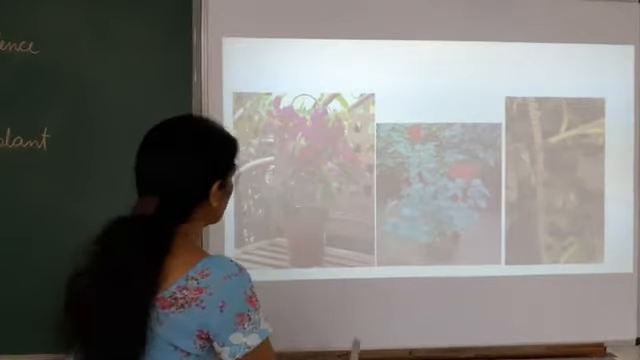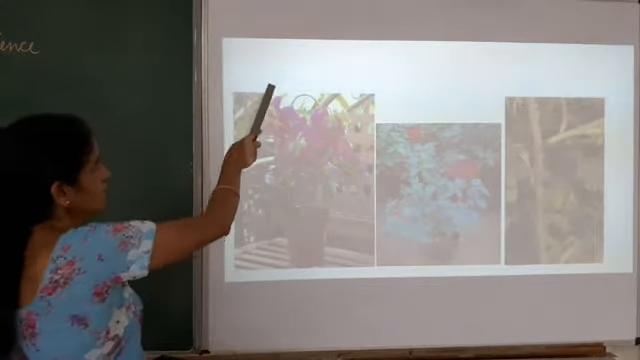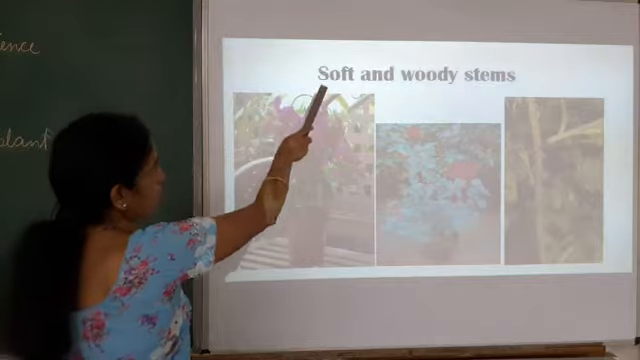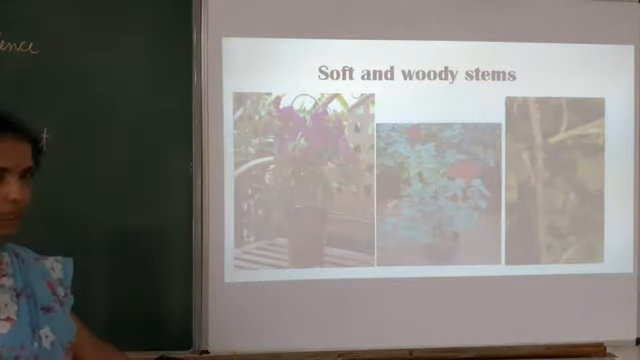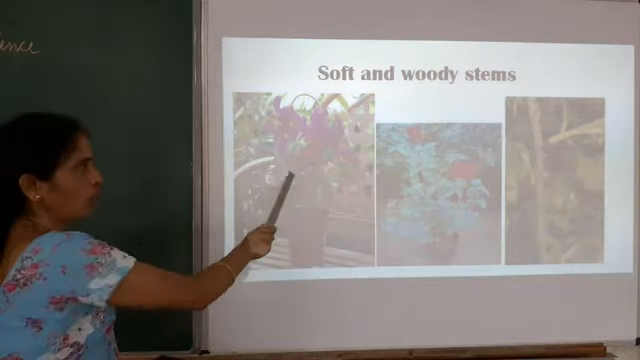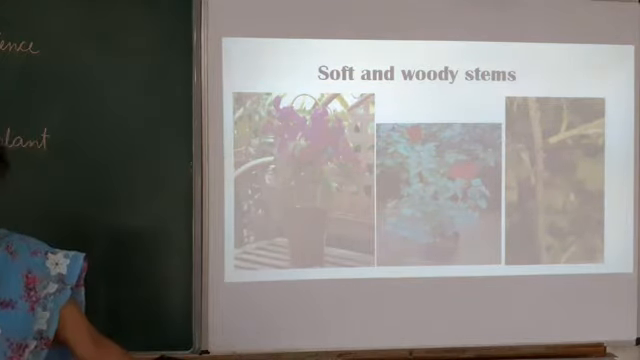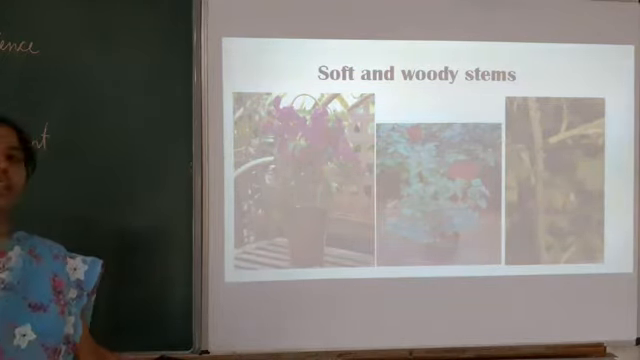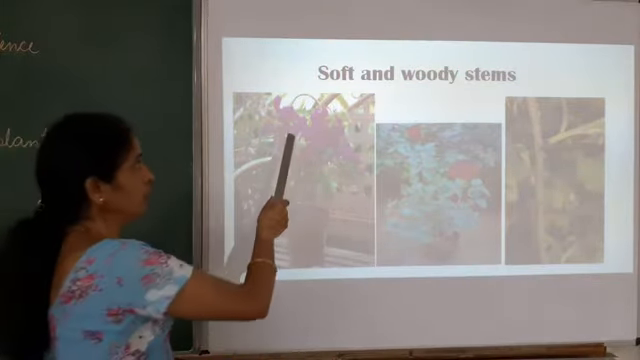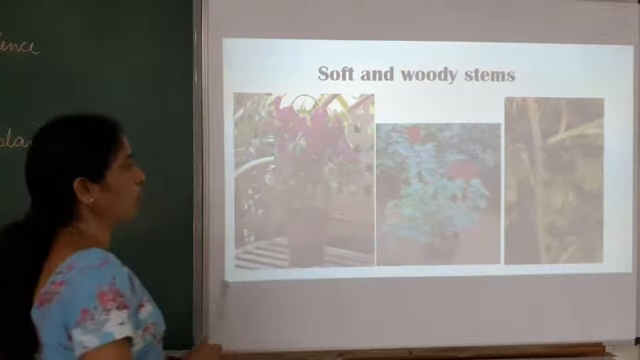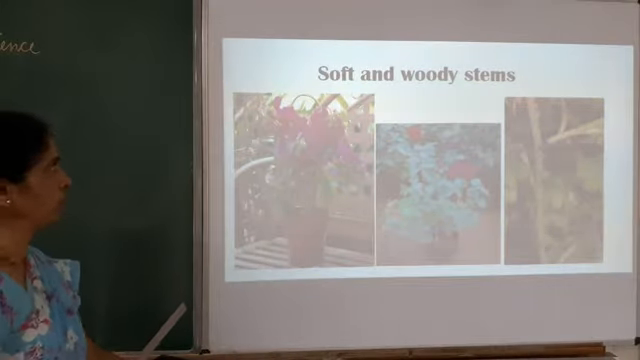So this type of stem we call them as soft and woody stem. See, one more example is here, that is bougainvillea. Even you can take the example of hibiscus also. So this is about soft and woody stem.